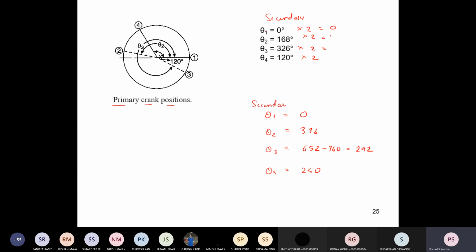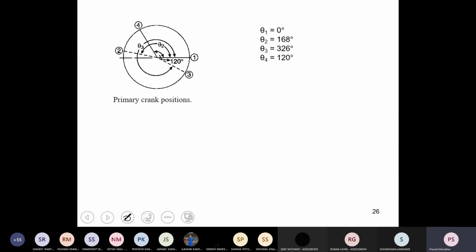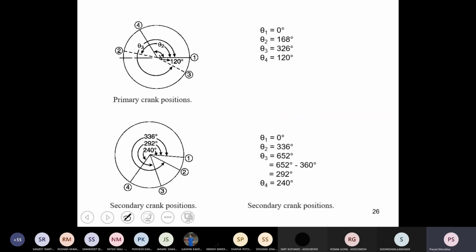So to obtain that, multiply the primary angles by 2. All right. So this becomes 0. This becomes 336. This becomes 652, so it is greater than 360. So subtract 360. So that gives you 292, and theta 4 is 240. Right. So these are the corresponding crank positions. So I will accordingly plot the secondary crank positions.